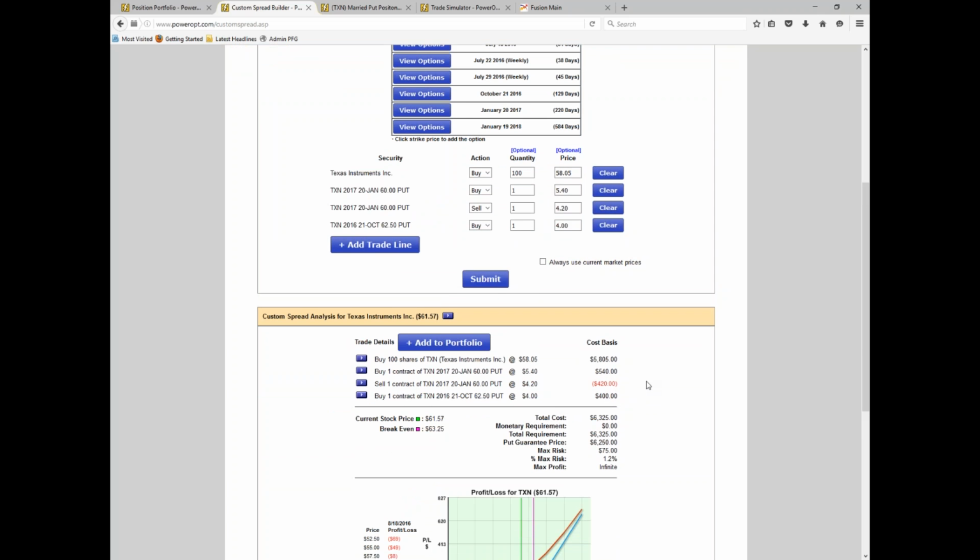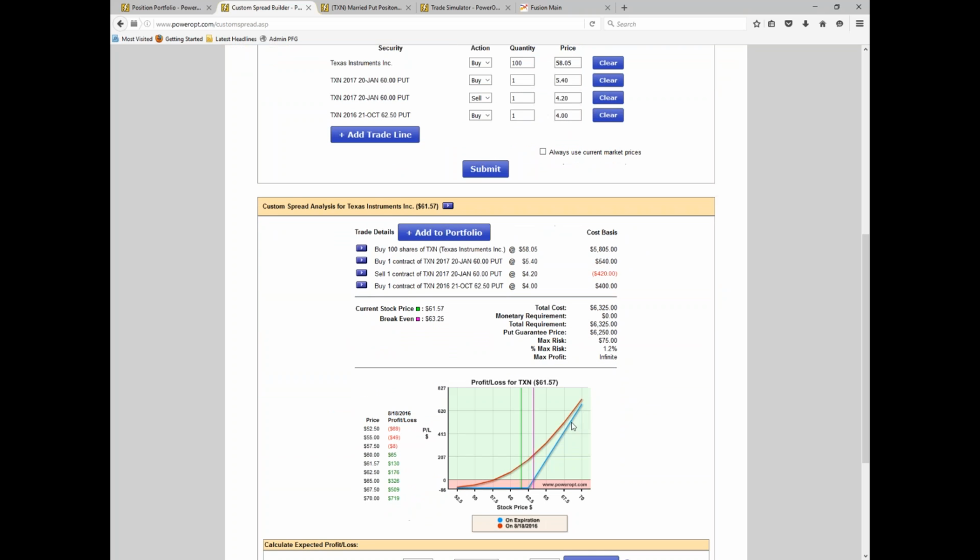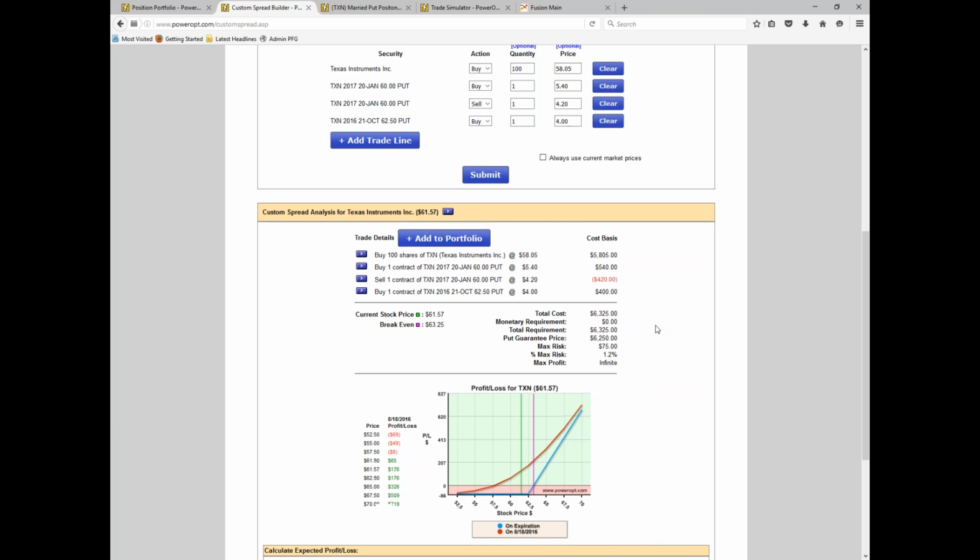But hey, I just applied one income method to reduce my risk. I still have unlimited upside if my expectations for Texas Instruments are that, let's say, in the next 17 to 20 days, the stock's going to be trading around that same price, maybe around 61.50, 62.5.